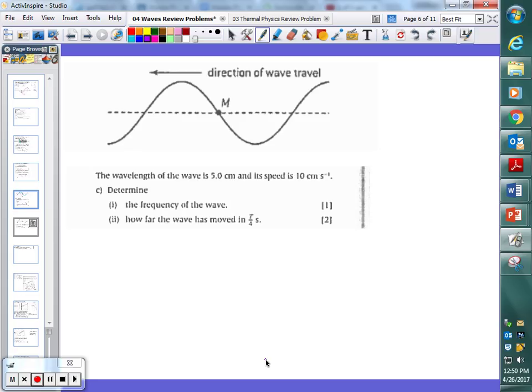Wavelength of the wave is 5 centimeters, and the speed is 10 centimeters per second. Determine the frequency of the wave, how far the wave has moved in T over 4, or 1/4 of a period, right? So again, getting back into this part, they gave us the speed, they gave us the wavelength, we just have to find the frequency, right? And so the frequency is 2 hertz.